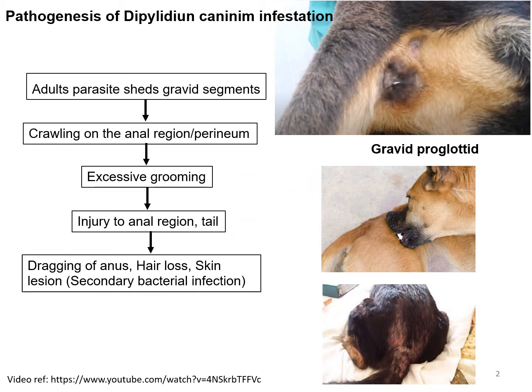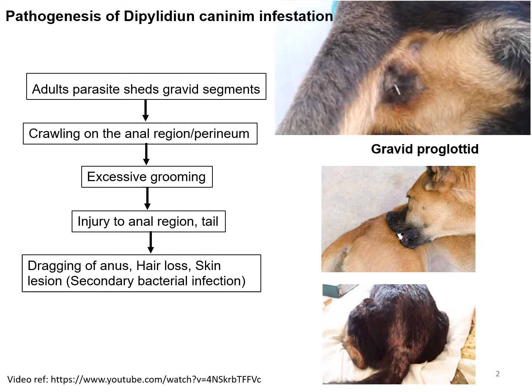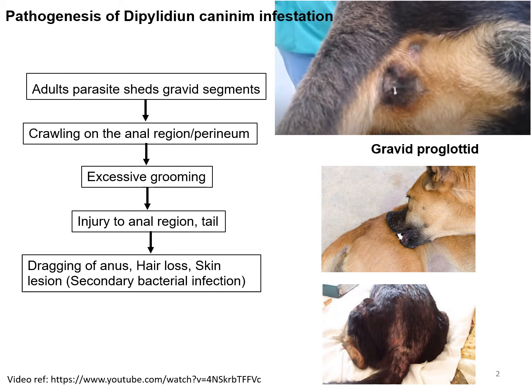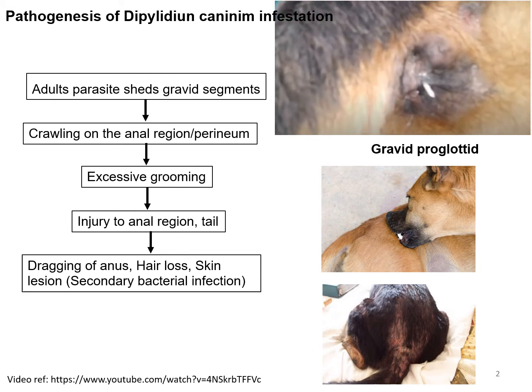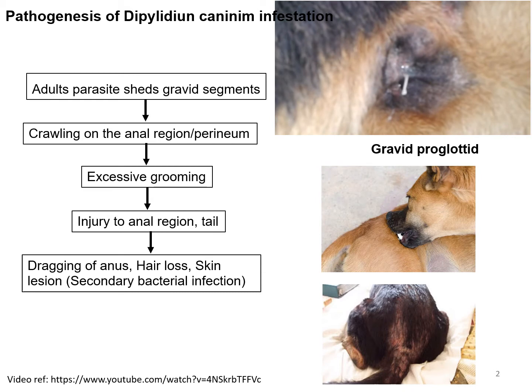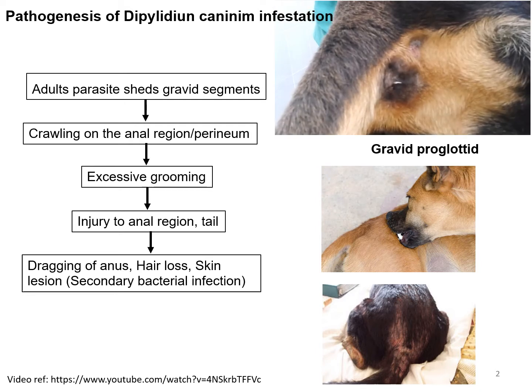So the pathogenesis of Dipylidium caninum infection in dog and other animals. Before starting the pathogenesis, we may have a look at a video first. What you can see, one of the gravid proglottids is coming out by crawling, and this is the perineal region. Often you can see some of the gravid proglottids stick to this area.